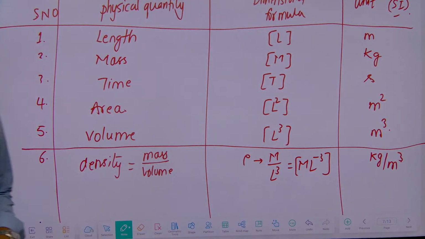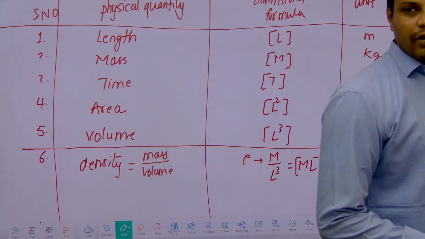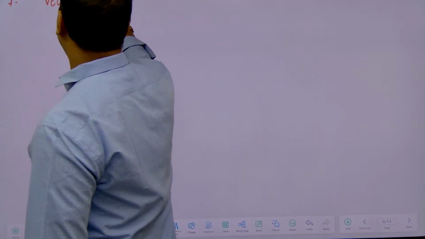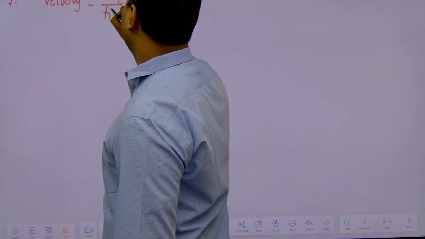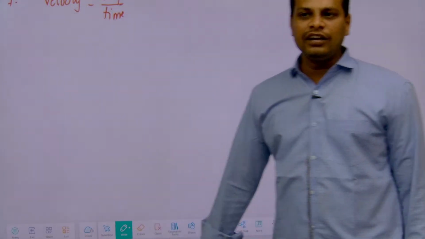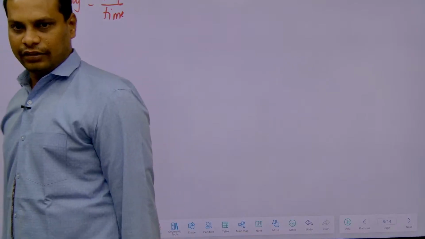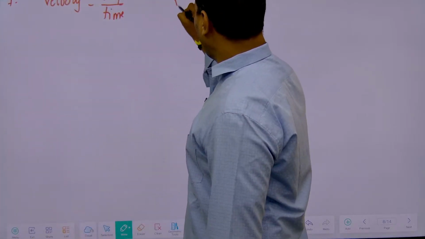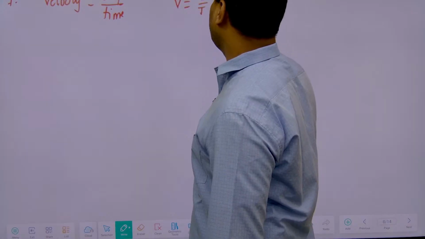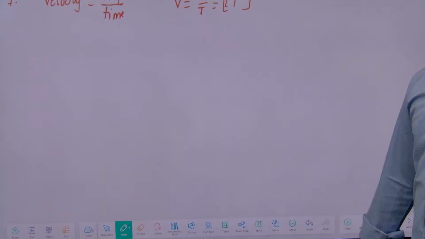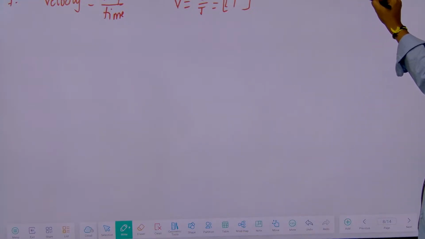Then I'll give you some more dimensional formulas you can write down. Next, velocity. What is the dimensional formula for velocity? The velocity formula is displacement by time. Displacement is measured in meters or centimeter or kilometer, which is again the dimension of length. Therefore velocity is L by T, or T goes to the numerator, L T power minus 1. And the unit of velocity is meter per second.